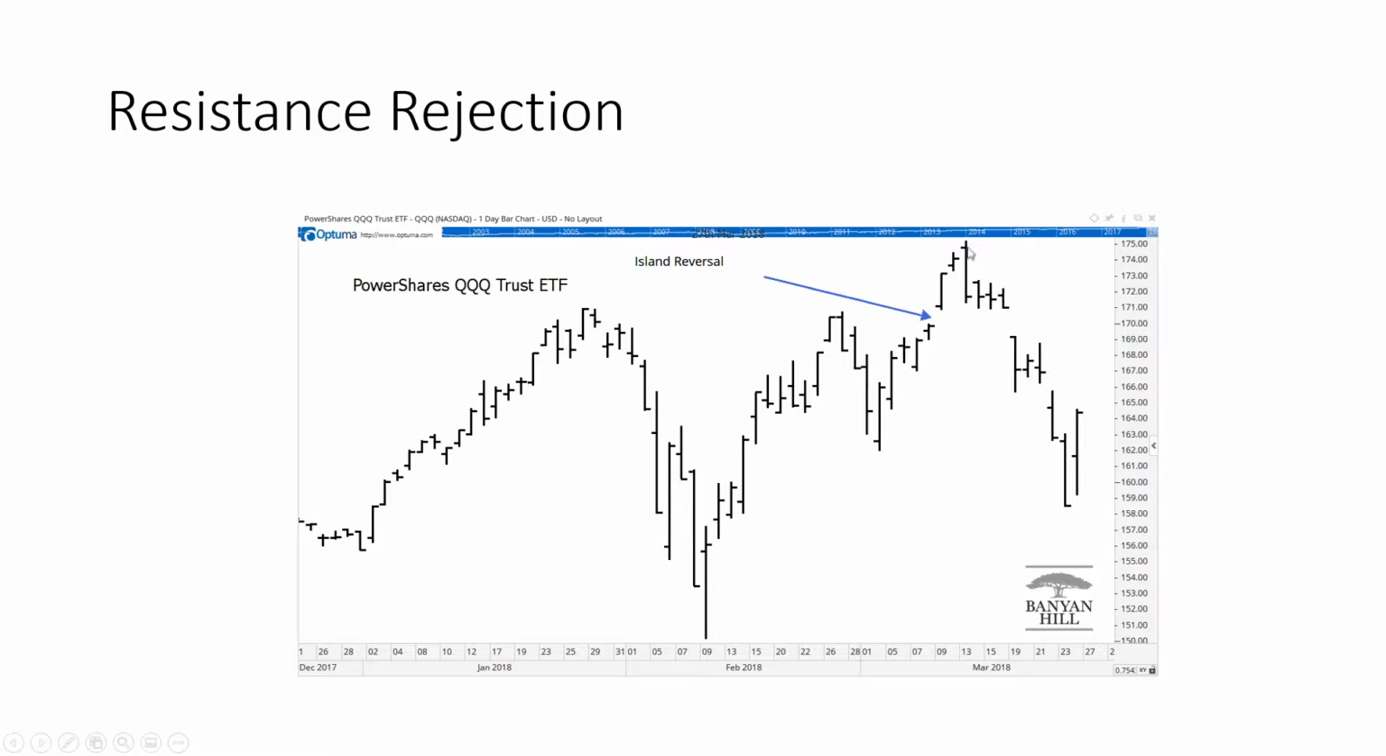As you can see in this big candle here, it was an immediate drop down in price, and that's where you want to take your entry, the resistance rejection. So that's our first pattern we're looking for.